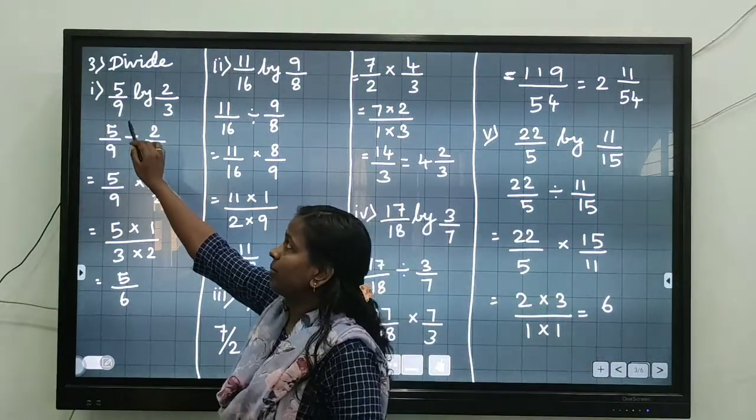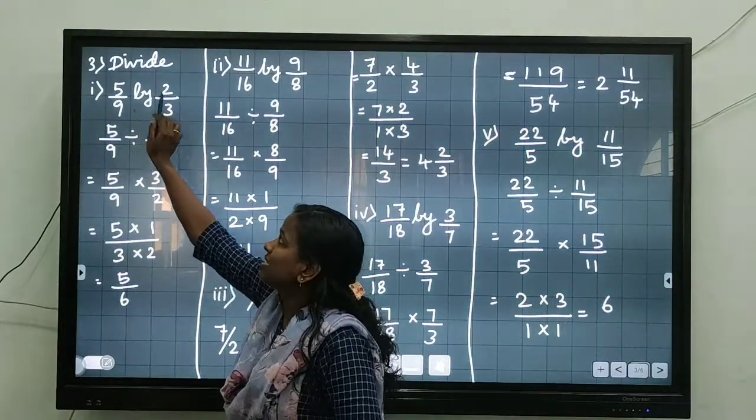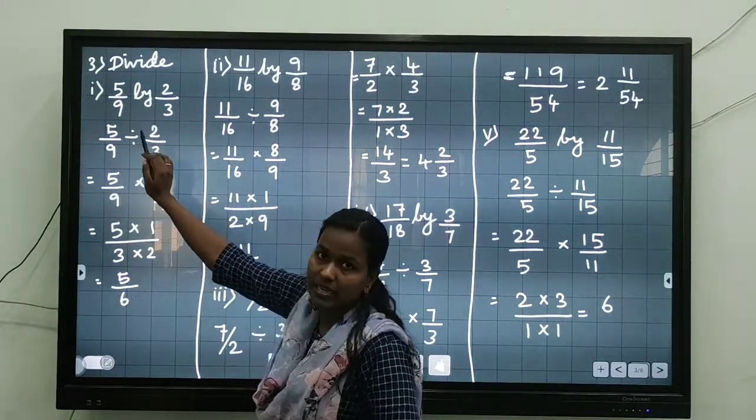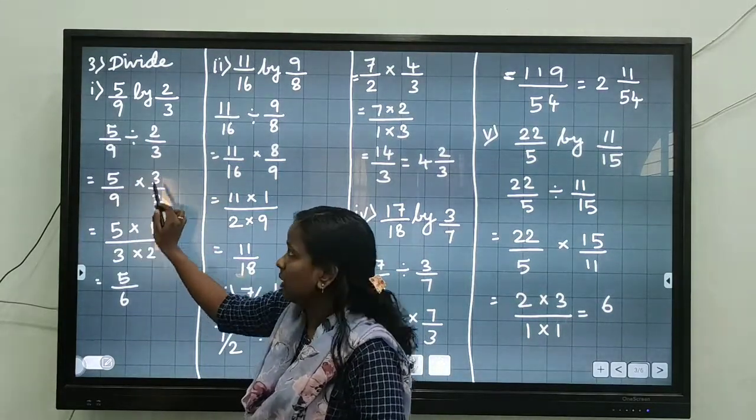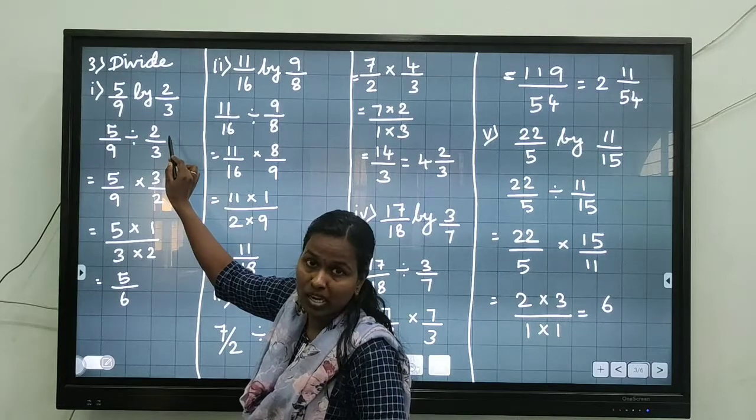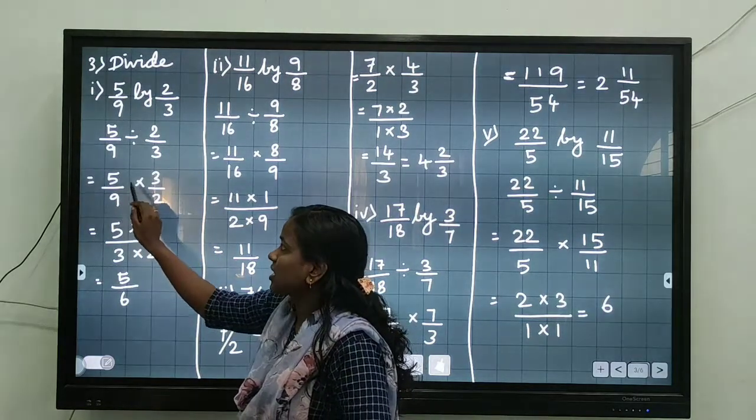See here I am writing 5 by 9 by 2 by 3. First I am writing 5 by 9. I am changing this by as division. I am writing as it is. Then 5 by 9. I am changing this division as multiplication. Then 2 by 3. Reciprocal of 2 by 3 is 3 by 2. So there is no common factors there.